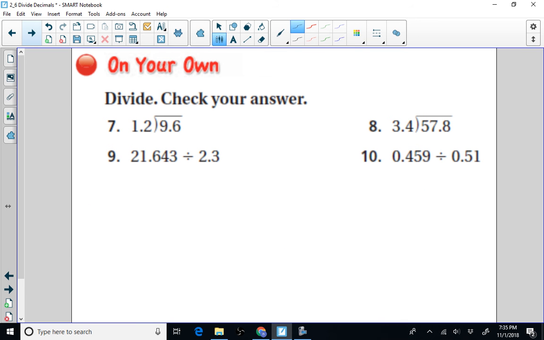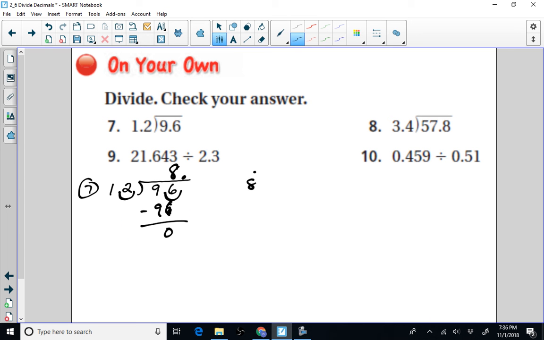Let's try a few of these. Let's do problem 7. So we have 1 and 2/10 dividing that into 9 and 6/10. Going to slide the decimal point 1 place to the right in our divisor, 1 place to the right in our dividend. Decimal point goes in our quotient. 12 into 96 goes 8 times. 8 times 12 is 96. Subtract, we get 0.